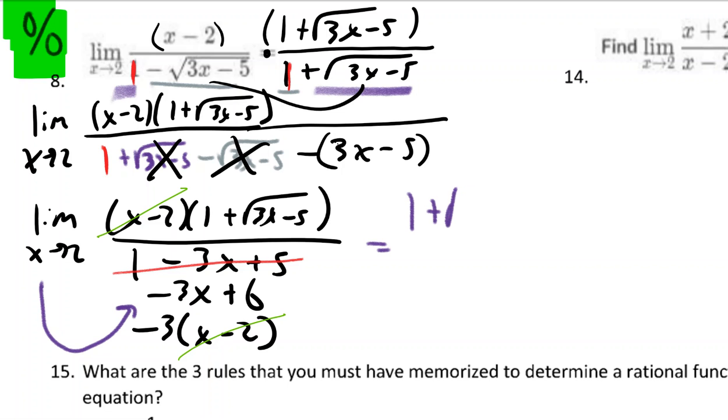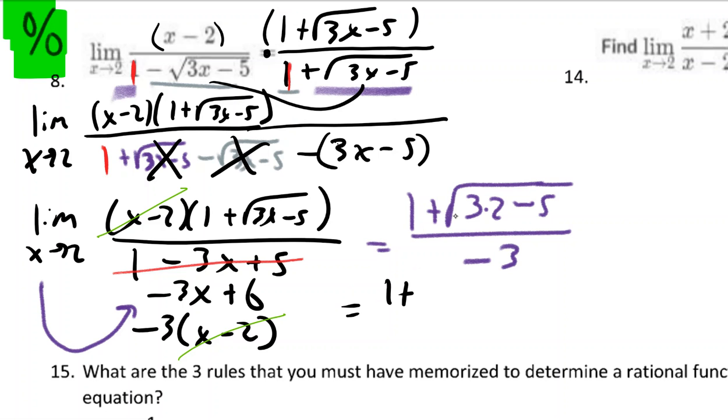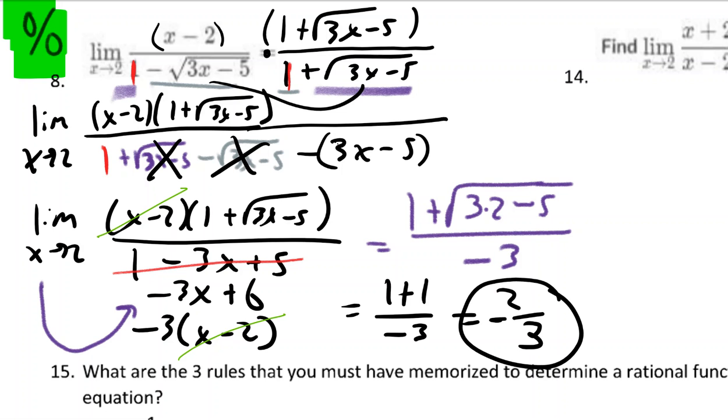And now that something's canceled from the numerator and denominator, we can try direct substitution again. So in the top, I'm going to plug in a 2 in for x, and in the bottom I would plug in 2 for x also, but there's no x's left in the denominator. So we get 1 plus the square root of 6 minus 5, which would be the square root of 1, which is 1, which is where I came up with negative 2/3.